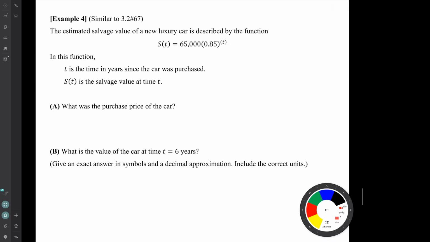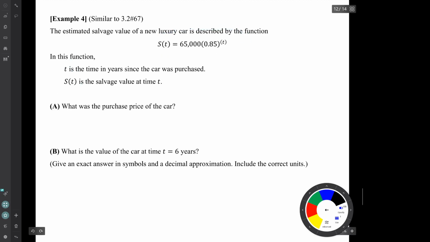Example 4. The estimated salvage value of a new car is described by this function. In this function, the variable t is the time in years since the car was purchased, and the function S parentheses t gives the salvage value at time t, in other words, the value.